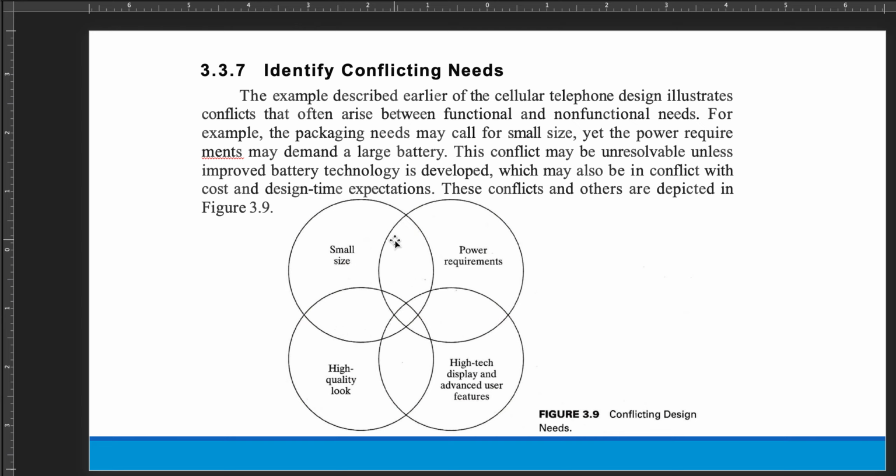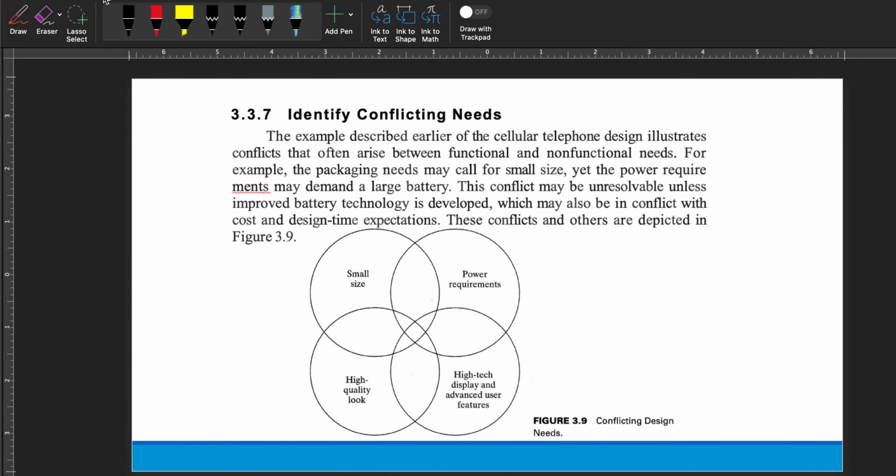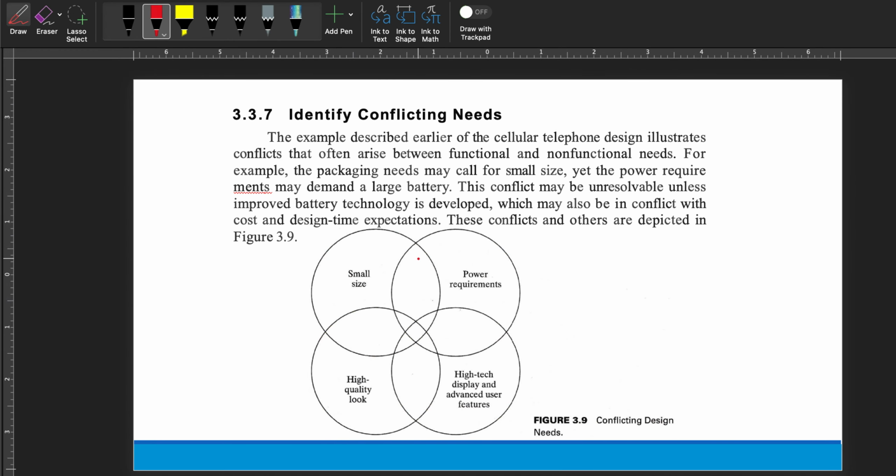So on this diagram here, it only has the small size and the power requirements, but there's a couple other factors that are also illustrated, like high quality look and high tech display. So maybe these two are functional and these two are maybe non-functional, roughly speaking. If we look at the description here between small size and power requirements, bringing up my pen again, I would say in order to satisfy small size and power requirements, I have to be in this region here.